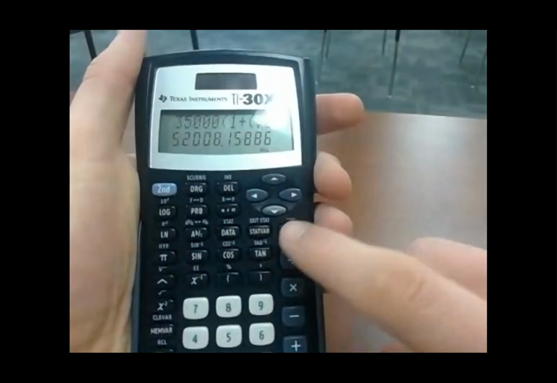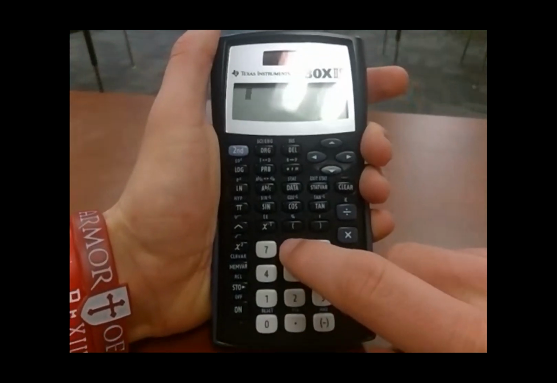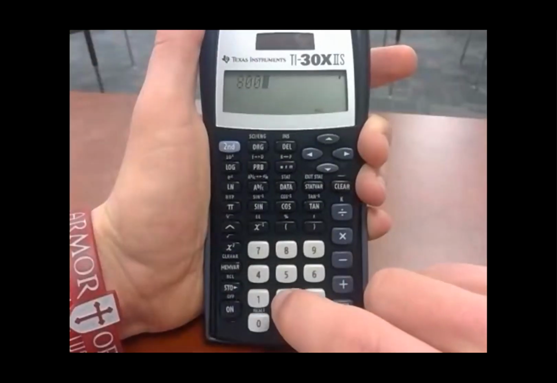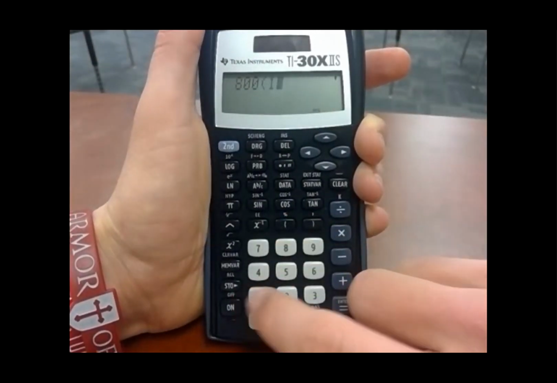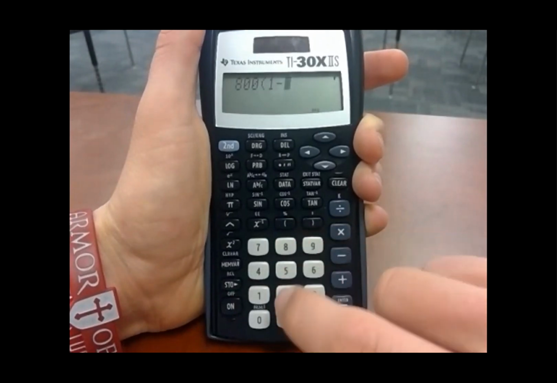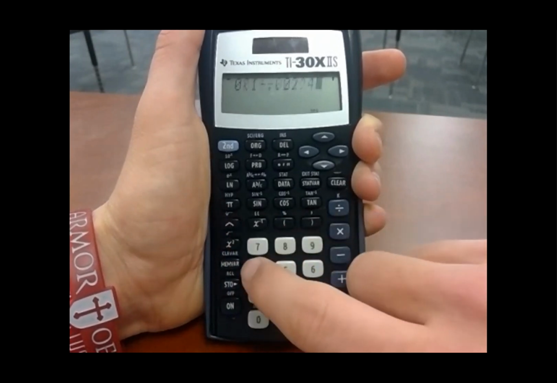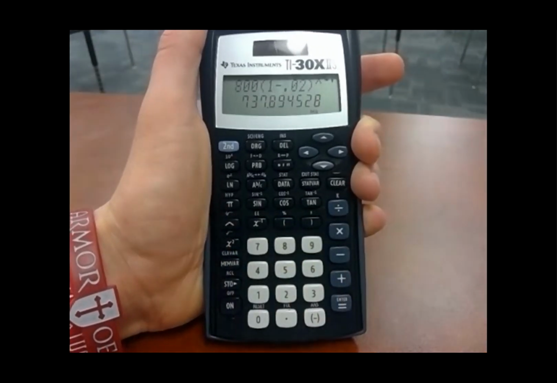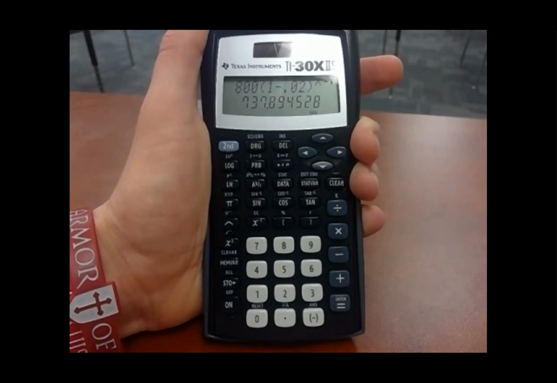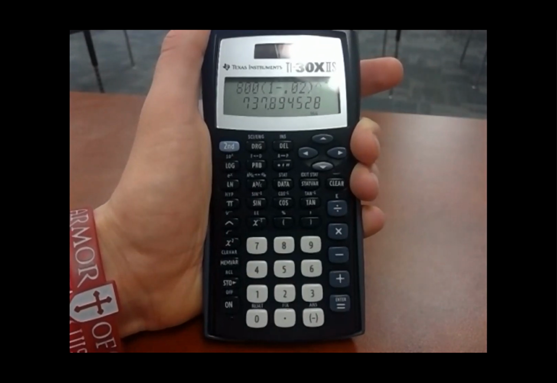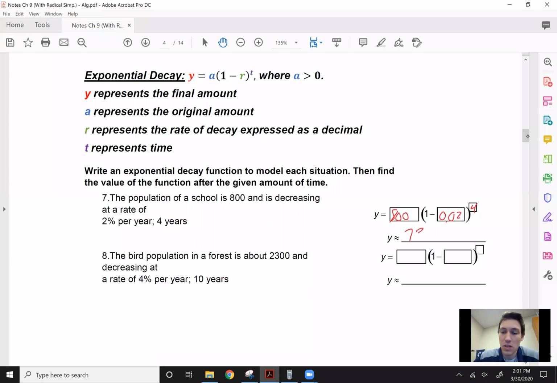So I go 800 parentheses 1 minus 0.02 close parenthesis to the 4th power. So in 4 years, it's going to go from 800 to 738 students. Approximately.